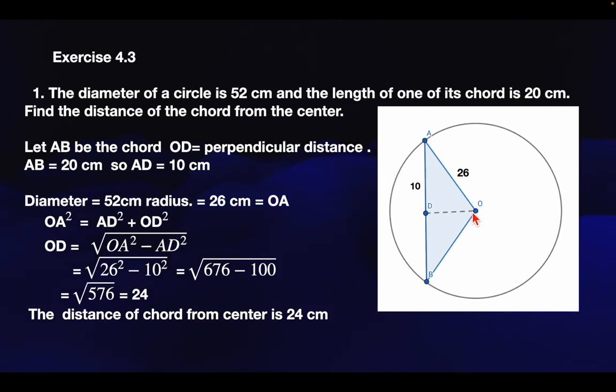Now we have to find this distance from the center to the chord. This triangle is a right angle triangle. So by Pythagoras theorem, this distance OD is equal to square root of 26 square minus 10 square. So this is 676 minus 100, square root of 576, which is equal to 24. So this distance is 24 centimeter.